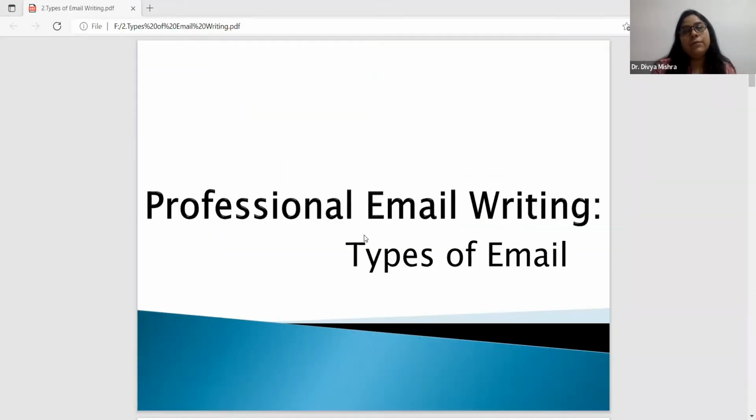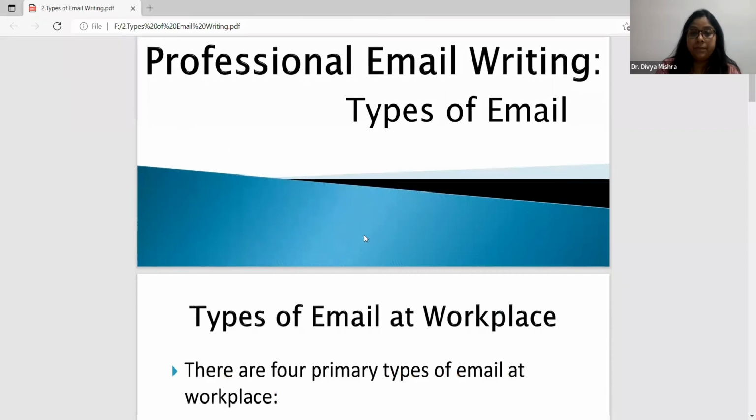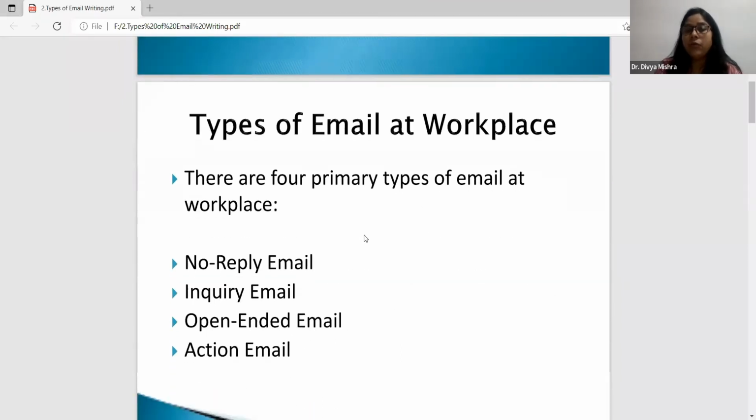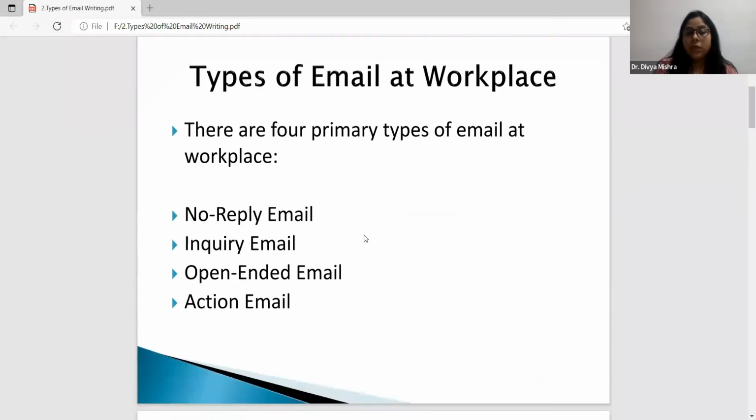Types of email. Once you have understood the purpose of the email and how to align your message with the purpose, you need to understand what types of email you may have to write in future. So, types of email at workplace, because we are talking about professional email. There are 4 primary types of email at workplace. No reply email, where you are not supposed to send any kind of response. You must have seen this kind of message in your email ID, like this is an automated email. You're not supposed to send any response to that email. So that is called no reply email.